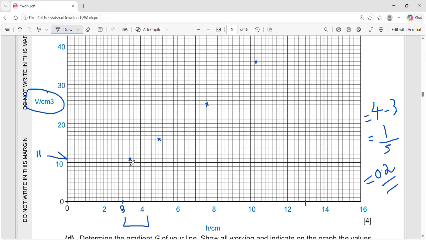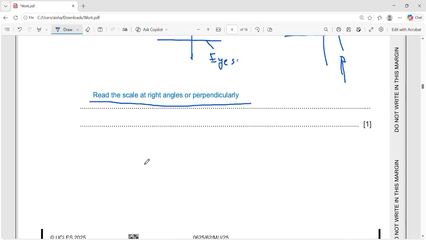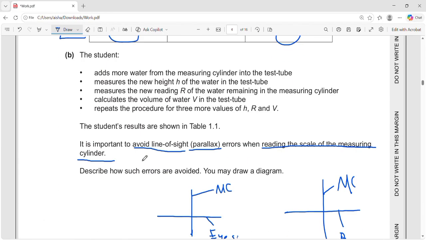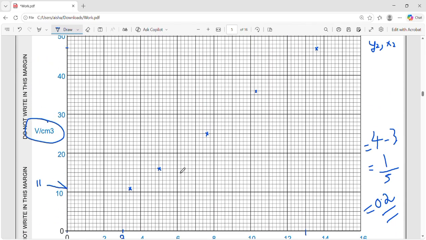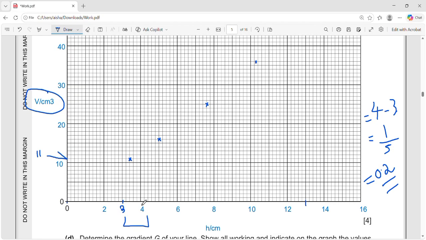Perfect. Then we go on to 5 and 16. So 16 will be somewhere around here. This is 11, 12, 13, 14, 15, 16, and then 5 will be in the middle, or 4.2, 4.4, 4.6, 4.8, and then 5.